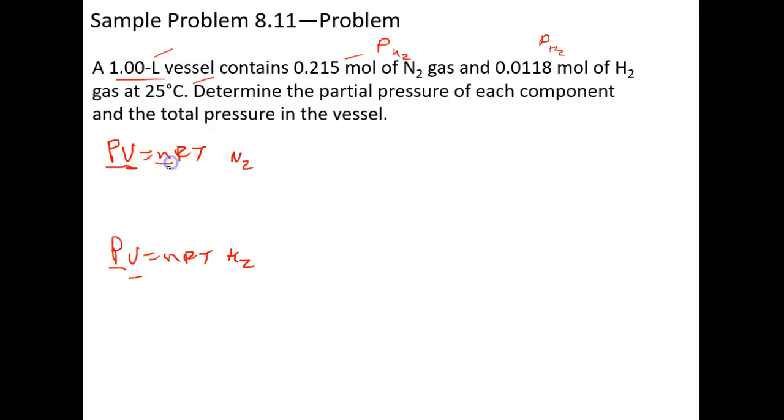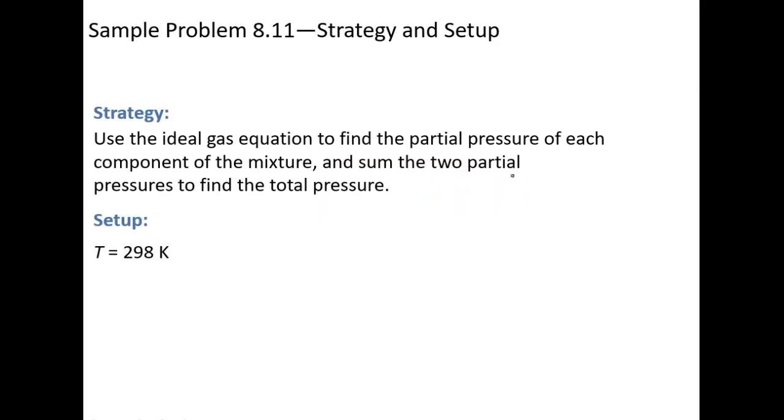Your moles for nitrogen is 0.215. Your moles for hydrogen is 0.0118. Your R, remember, is 0.0821. And then your temperature is 25 degrees Kelvin, I'm sorry, 25 degrees Celsius, which you have to convert to Kelvin. You're going to solve for each pressure, whatever they are, and then you add them up, and that is your total pressure. Go ahead and try it.